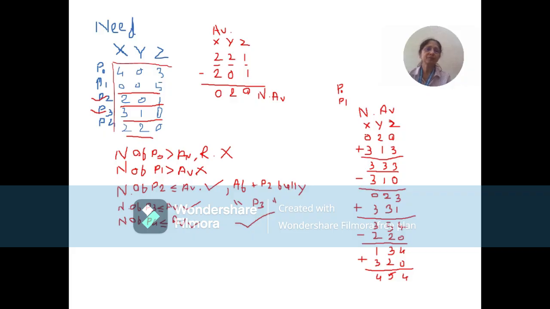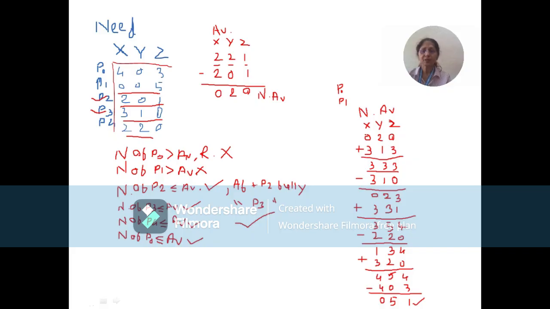Now let's come back to our processes P0 and P1. Let's start with P0. What is the need of P0? 4, 0, 3. And what is available? 4, 5, 4. That means yes, we can grant the request of P0. Need of P0 is less than or equal to available. The moment we grant the request, we have to subtract the need. So 454 minus 403: 4 minus 4 is 0, 5 minus 0 is 5, 4 minus 3 is 1. So this is our new available.